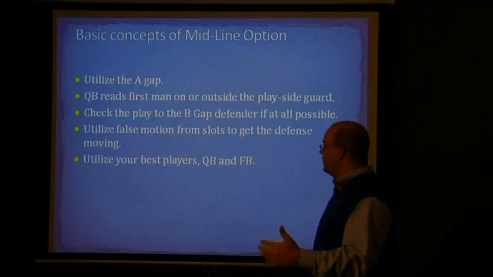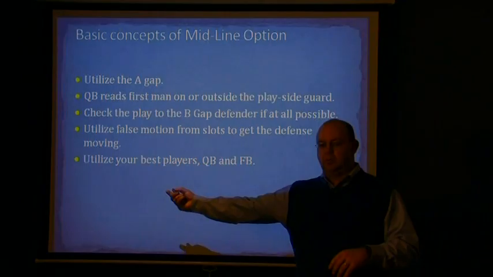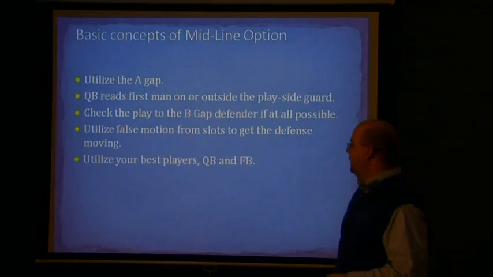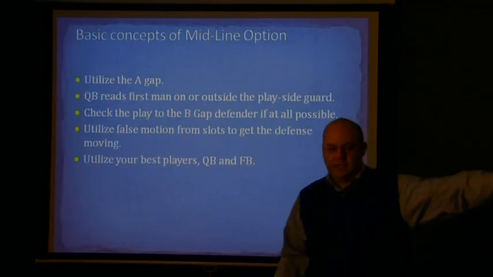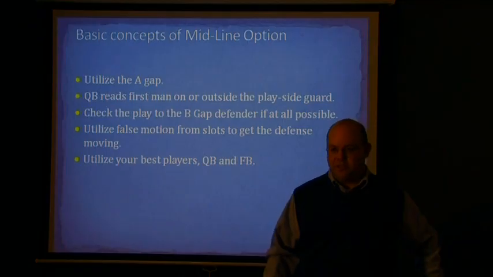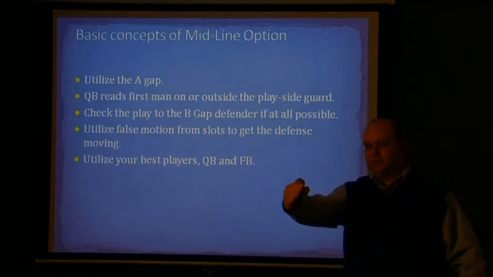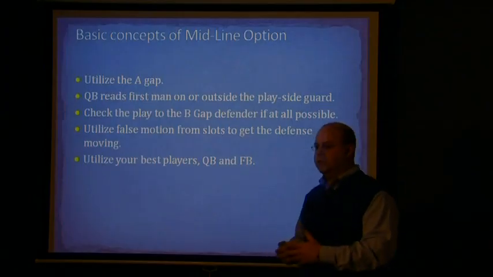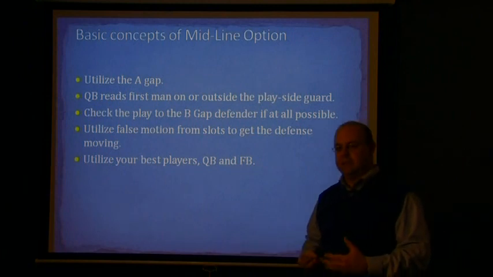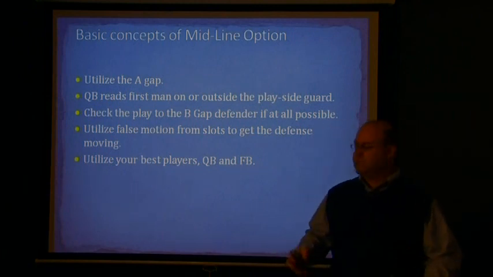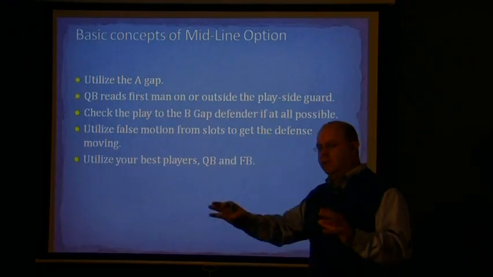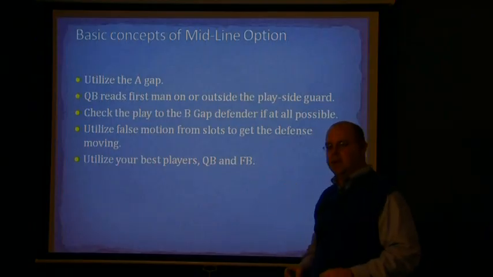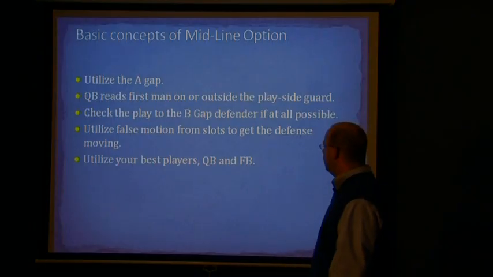Utilize false motion from your slots to get the defense moving. Again, we'll bring a slot in motion at the snap of the ball. He'll stop his motion and be the lead blocker through the hole. So it allows us to utilize false motion. Now we'll bring the backside slot in motion, run the play over here. Now he leads through and our play side slot will go block the safety. So we try and make everything look as much like inside veer before the snap as we can. Now we can utilize some false motions and different things to run the midline, get the defense moving, try and get them out of position, and get our slots up on the linebackers and give us everything that we're looking for.